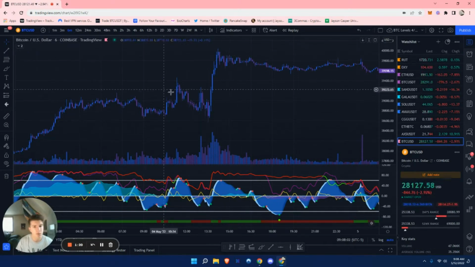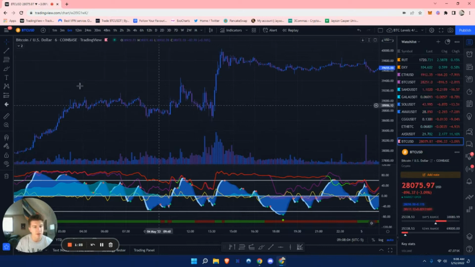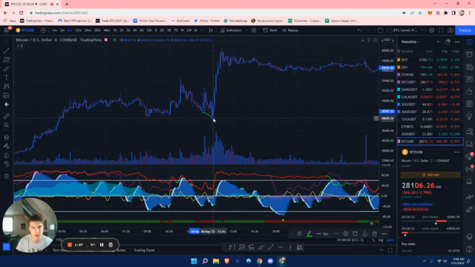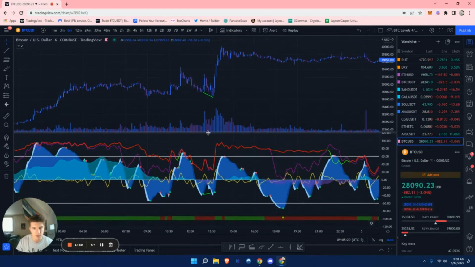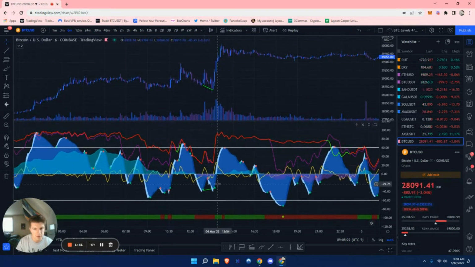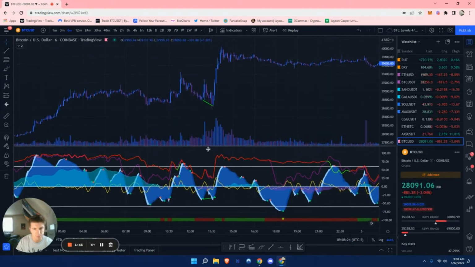What you want to be looking for is your regular divergences. Again, right here, we had a bullish divergence where the price was making a lower low. As we can see on Market Cipher B right here, momentum was coming up. And if I open up my screen a little bit more, you guys can see momentum coming up.